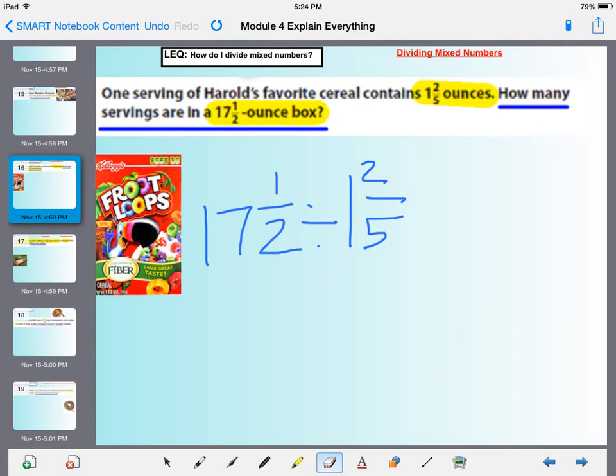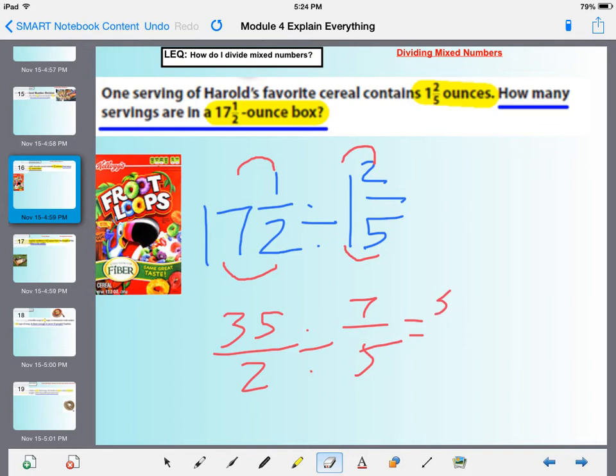So let's go ahead and turn those into improper fractions. 17 times 2 is 34 plus 1 is 35. That becomes 35/2 divided by 5 times 1 is 5 plus 2 is 7/5. The rule says keep that first fraction the same, 35/2. Change that division sign to multiplication and do the reciprocal of 7/5, which is 5/7.